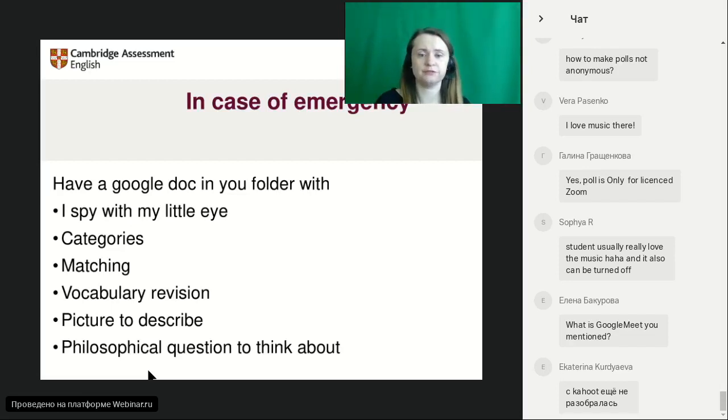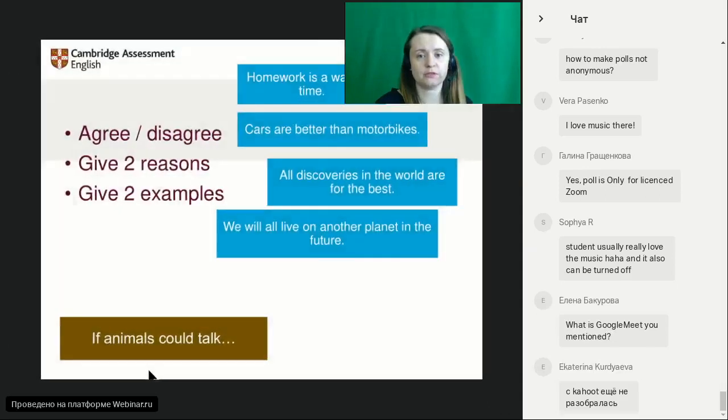So some vocabulary revision, or for my students of higher levels, I usually have some difficult questions, as we call them. And these are questions which they can think of, analyze, develop some critical thinking skills. It is also similar to essay writing, where they have to agree or disagree with the question, give 2 reasons and 2 examples. So this is what they do when I am solving my problems with technology.